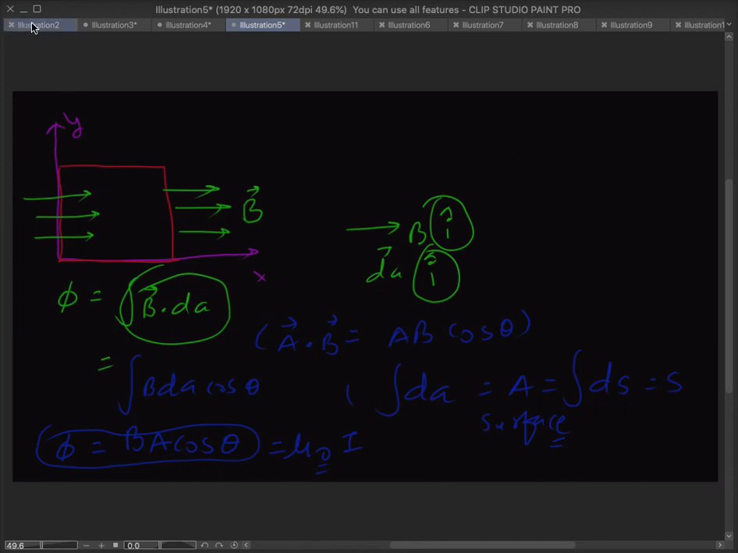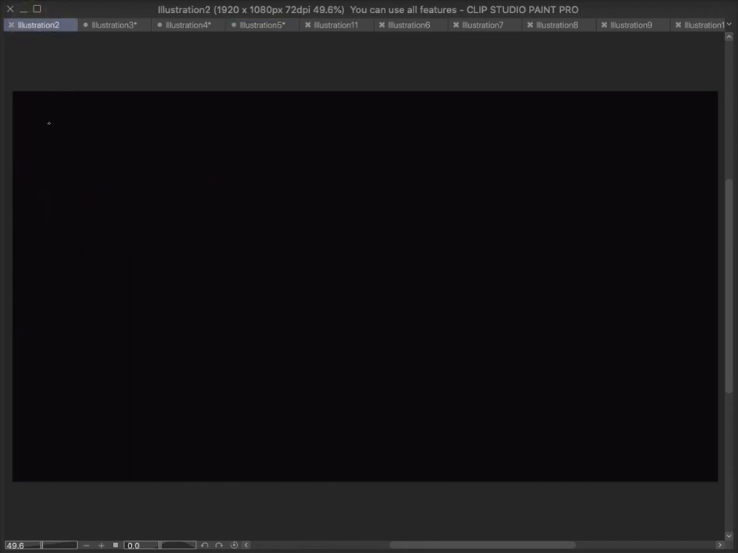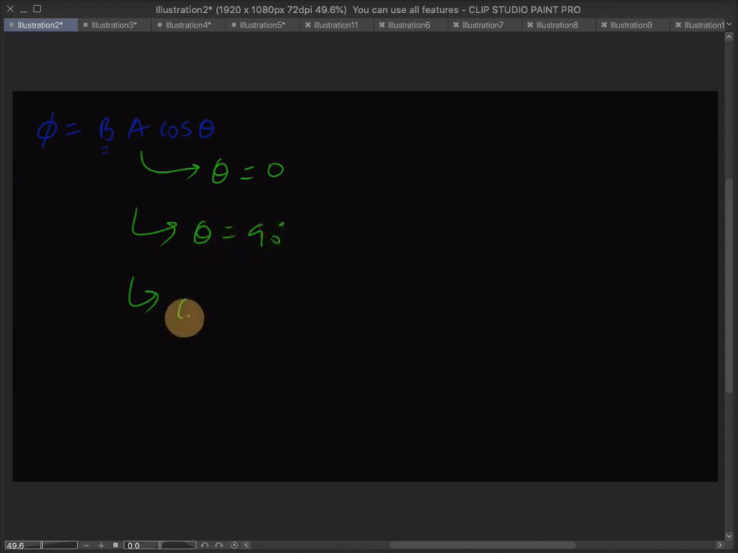So what I am doing over here is, in a simple case, flux phi is equal to BA cos theta or BS cos theta as a surface, or A is also the surface there, where B is called the magnetic field. So I have different types of cases. Let's say my theta, first of all, is 0, another theta is 90 degrees, and theta is equal to 180, or you can say pi or pi by 2.